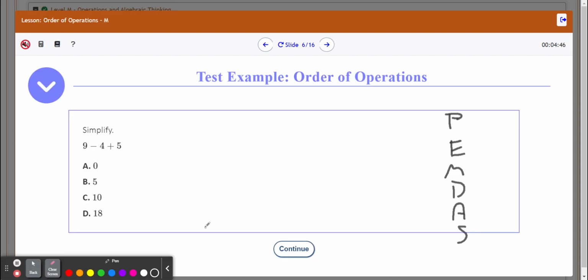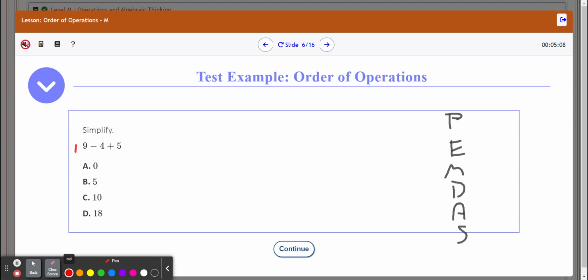All right, let's look at the problem. It says simplify 9 minus 4 plus 5. So I've got two operations here, subtraction and addition. Looking at PEMDAS, there are no parentheses, check. No exponents, check. No multiplication or division, check. Now, remember, addition and subtraction are equal. Which one comes first? Well, working from left to right.